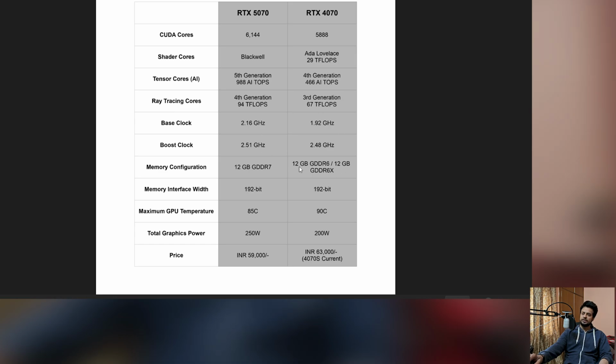In terms of the memory configuration, we have 12 gigs of GDDR6X on the 4070 and 12 gigs of GDDR7 on the 5070. Now, in terms of memory, 12 gigs may seem like a little less for a card of 5070 stature, but Nvidia has also promised a lot of technologies which are going to reduce the VRAM consumption. But let us see how that goes once the games are out, once the cards are out in the wild and they're being reviewed by people. Only then we'll be able to get a better idea of what is going on. Now the interface width remains the same at 192-bit. Power consumption has grown by 50 watts, 200 watts for the 4070 and 250 for the 5070.